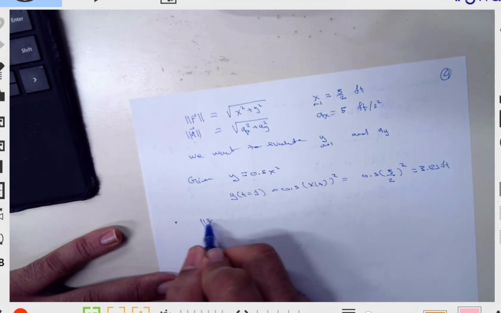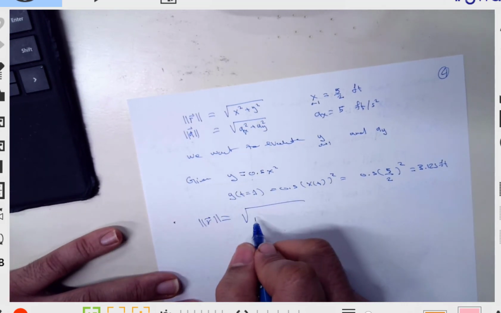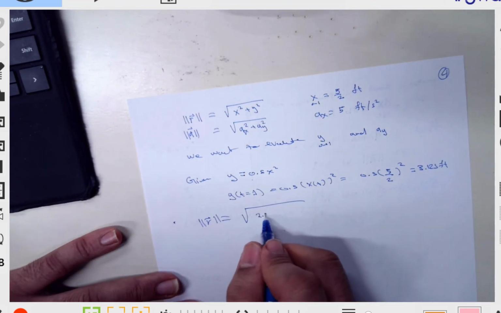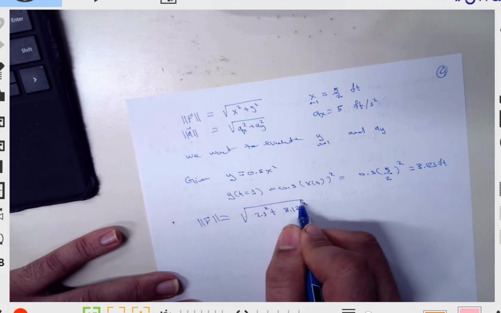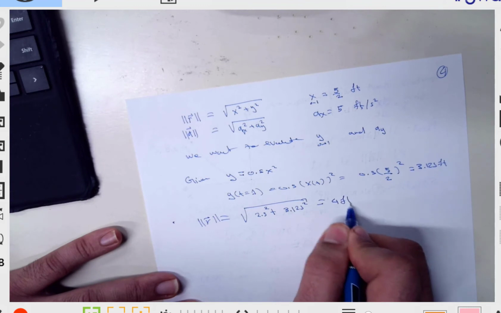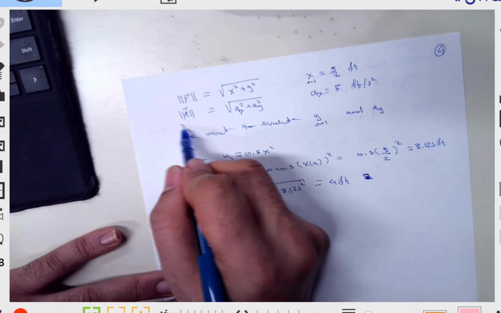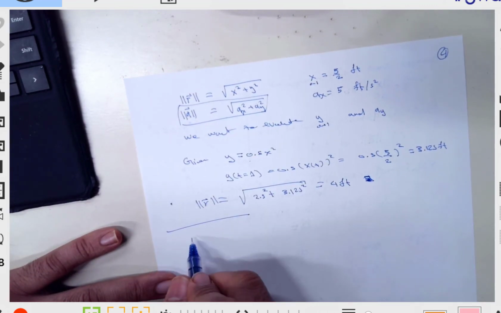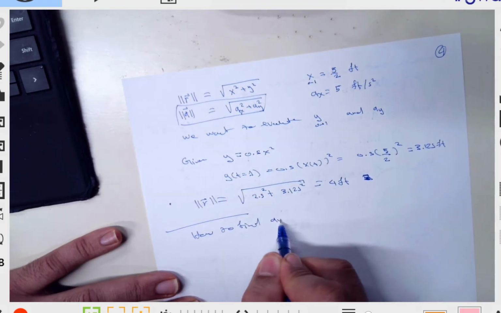So immediately I can now calculate my displacement, and my displacement will be what? 2.5 squared plus 3.125 squared, and that's going to be 4 feet. So we already solved the first problem. Now for the second one I need to find ay. How to find ay?